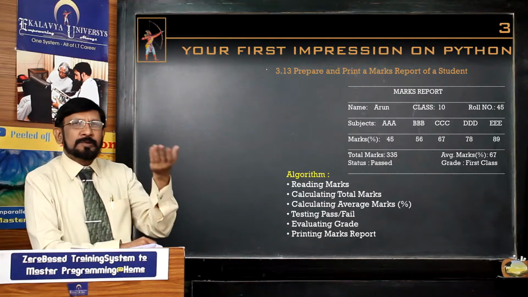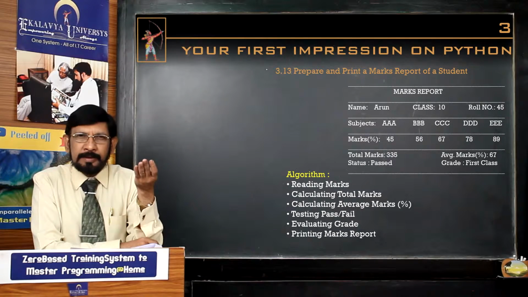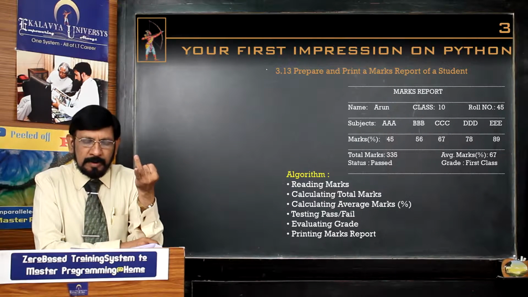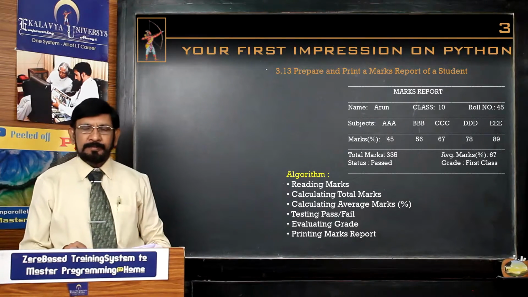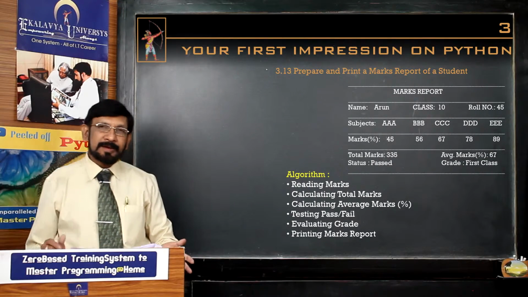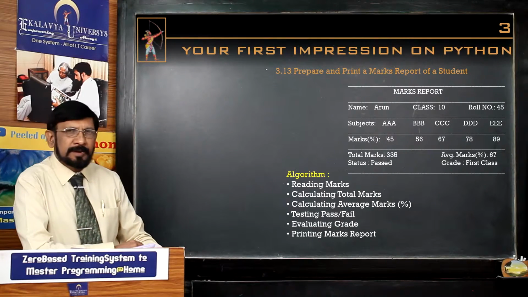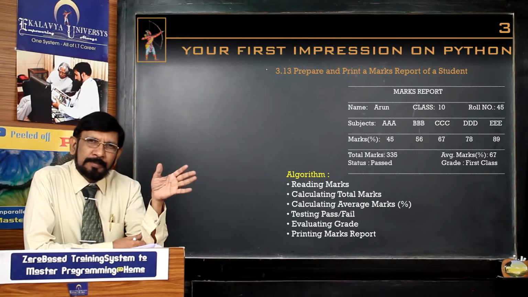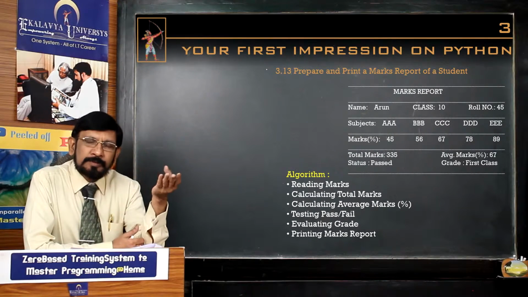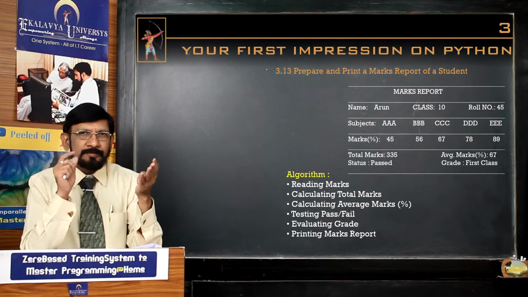First thing is you have to read data, whatever may be the data: name, class, roll number, marks in whatever number of papers, say 5 papers, total marks, average marks, pass or fail, and grade. These are the items in that. Reading marks, as I already told you, is input data. Certain items are input data, and those items we have to read. So reading marks requires one function.